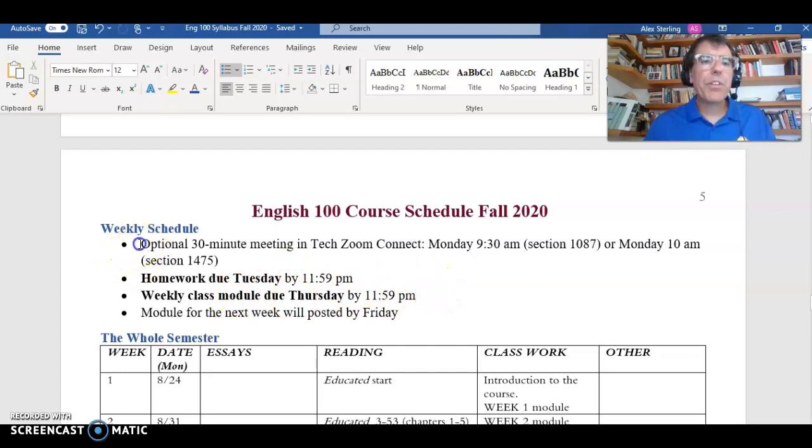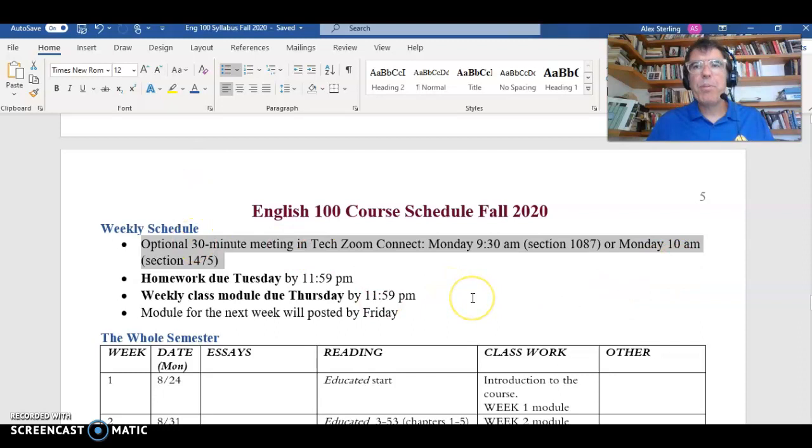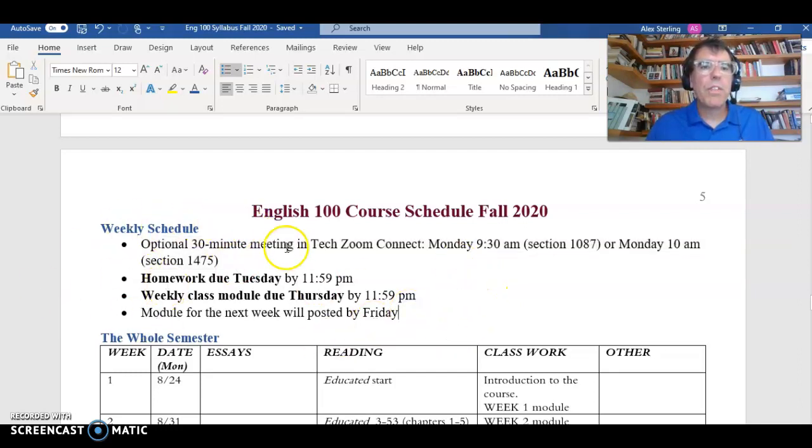We also have an optional 30-minute meeting in TechZoom Connect Monday morning at 9:30 or 10, depending what section you're in. This is optional. You're not required to be there, but you might like to see people now and then. And so if you'd like to see people or get a better handle on what we're doing, you can come to this 30-minute meeting and I will go over what we're doing that week and answer your questions. Okay, so 30 minutes Monday, optional.